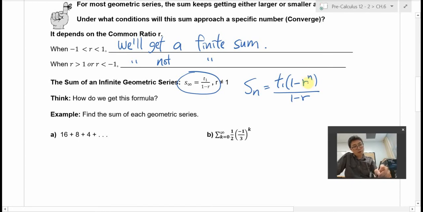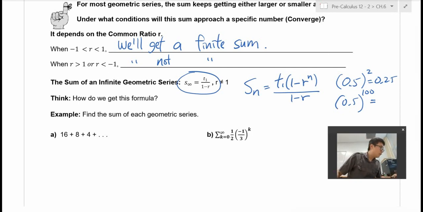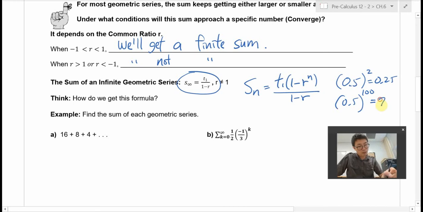Think about what happens if r is small, 0.5, let's say, and n is a large number. 0.5 to the power of 2 is not too bad, 0.25. But if you go 0.5 to the power of 100, let me try it in the calculator and see what happens. Okay, it's a very, very small number. It says 7.9 times 10 to the negative 31. So it's 30 zeros and then 7, 9. It's a very, very tiny number.